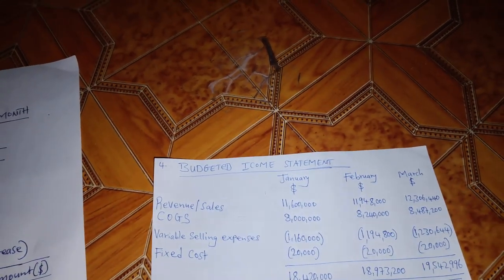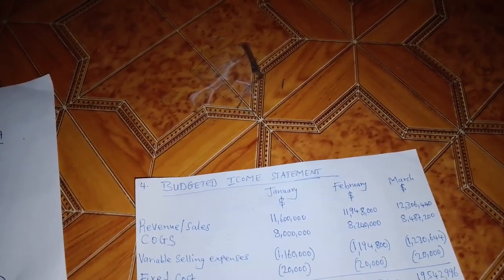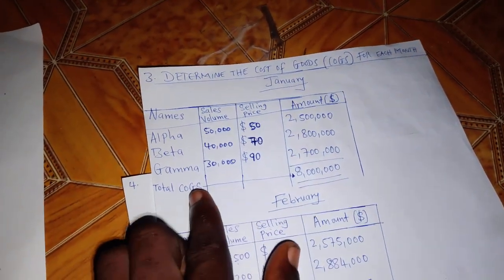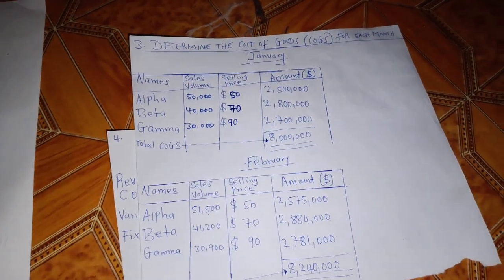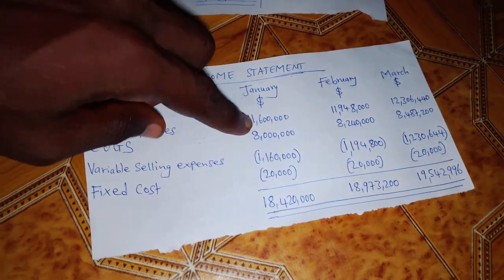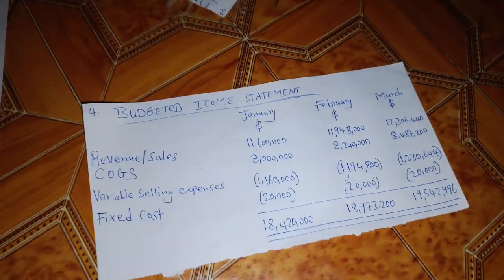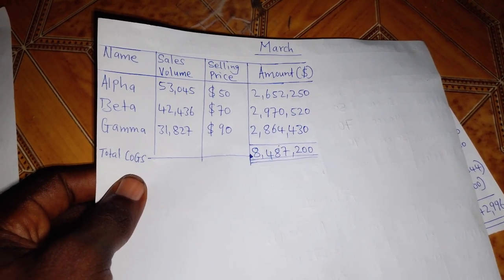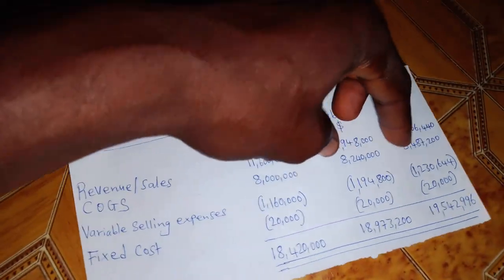Then the next item to consider is the COGS. Under the COGS, what is the COGS for January? The total COGS for January is $8 million. For February, it is $8,240,000. And what is it for March? For March, $8,487,200.